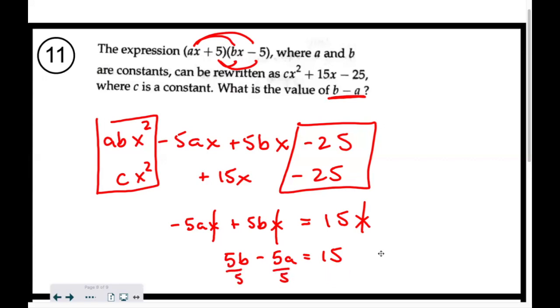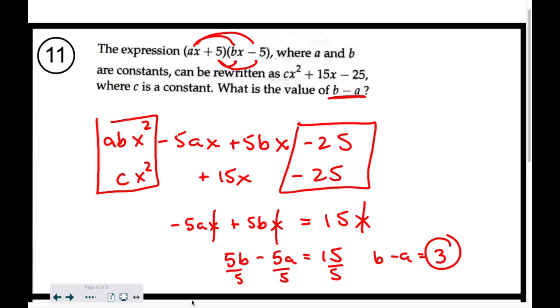So if I do that, I get b minus a equals 15 divided by 5, which is 3. And that's what they want. They want the value of b minus a. So the answer is 3. We never actually find b or a. We just get to the point where we figure out that b minus a is 3.